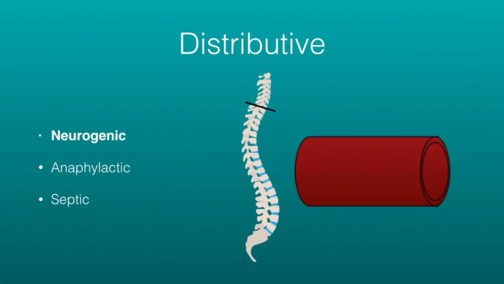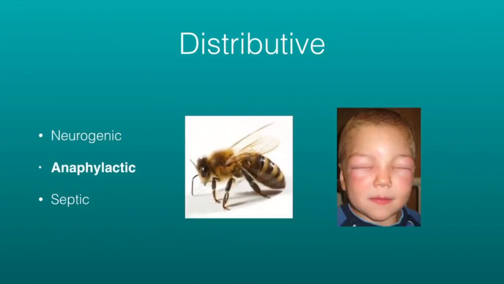Something similar to this happens with anaphylactic shock and septic shock. With anaphylactic shock, though, it's not a neck injury. This is due to a severe allergic reaction and causes your blood vessels to dilate, in essence, to try to help dilute the poison a little bit. And this can cause the blood pressure to drop significantly.